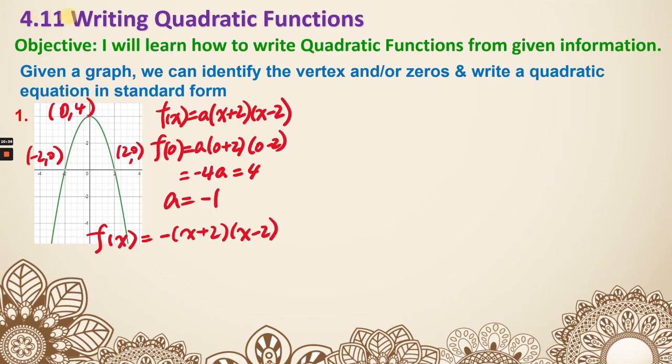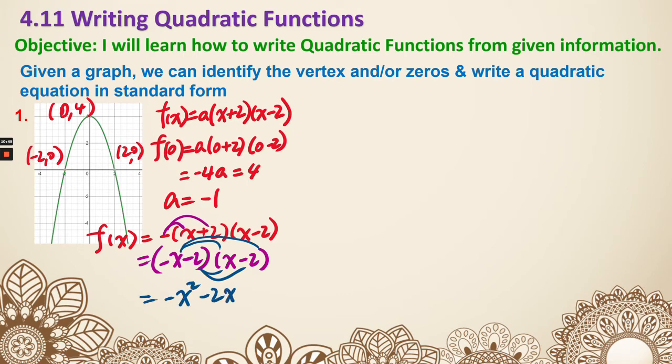I can actually distribute everything in. So I distribute the negative sign: negative (x plus 2) times (x minus 2). I'm just going to keep distributing. Again, I get -x squared, that's minus 2x, and then plus 2x plus 4. They're gone, so my final answer is -x squared plus 4. That is my standard form.